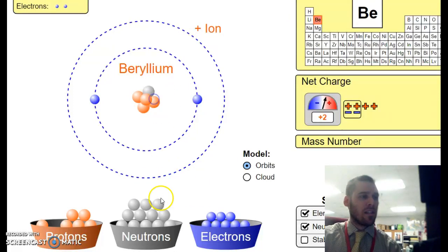Last thing I want to do is add 5 neutrons to get the mass of 9 AMU. And I have successfully made my atom.